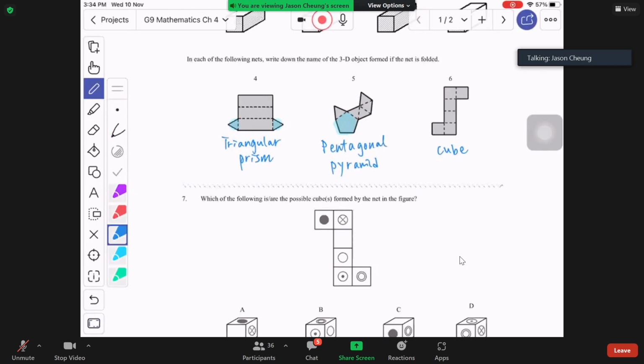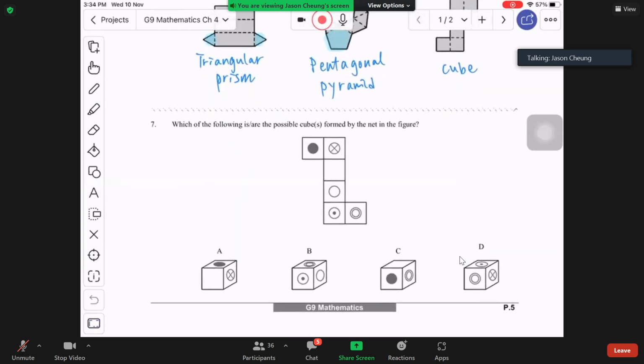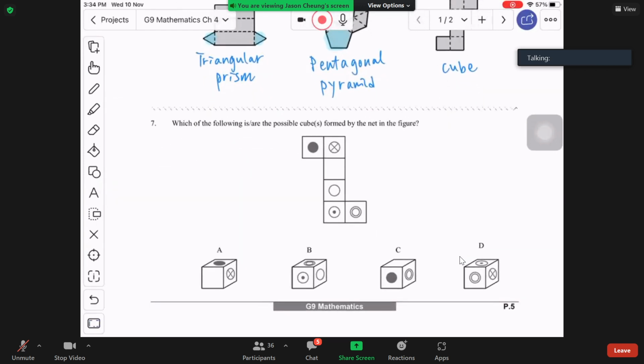Okay, any questions? If no, then we go to the next one. All right, so if no, then question 7, you may try to do it at home. Question 7, this one, very funny here, right? You may try to do it at home. You can try the answer by yourself, okay?